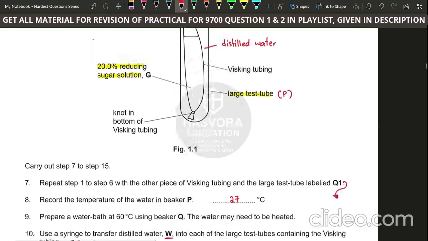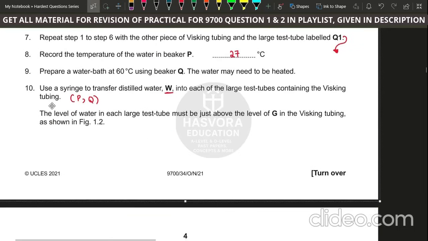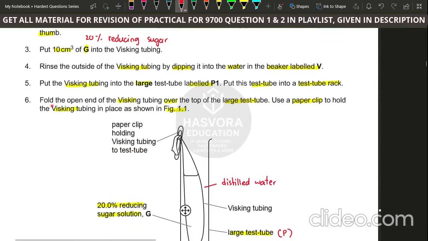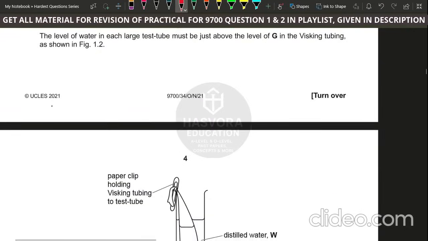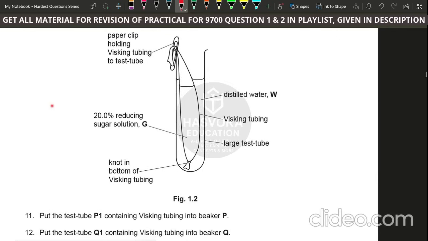The level of the water in each last test tube must be just above the level of G in the whisking tube. So for example, if the G is at the level of here, the distilled water should be till here, just above it. Now they have given you the demonstration of that as well. So when you fill the water, it should be above the level of G.